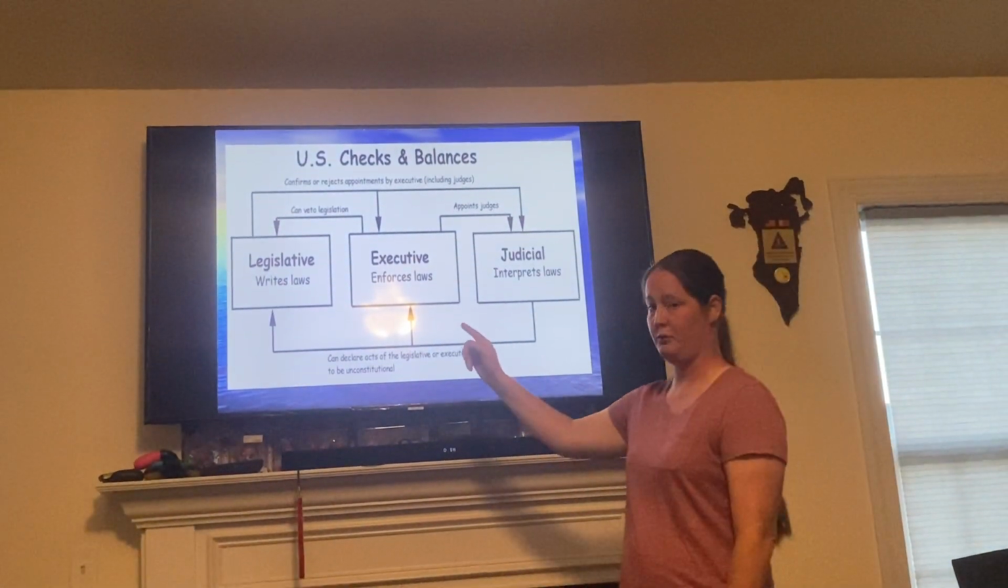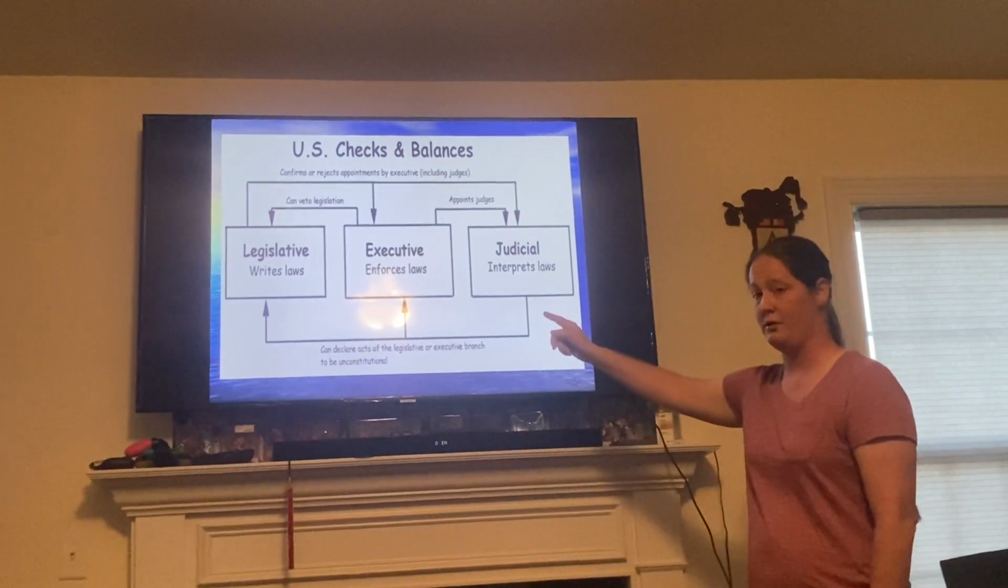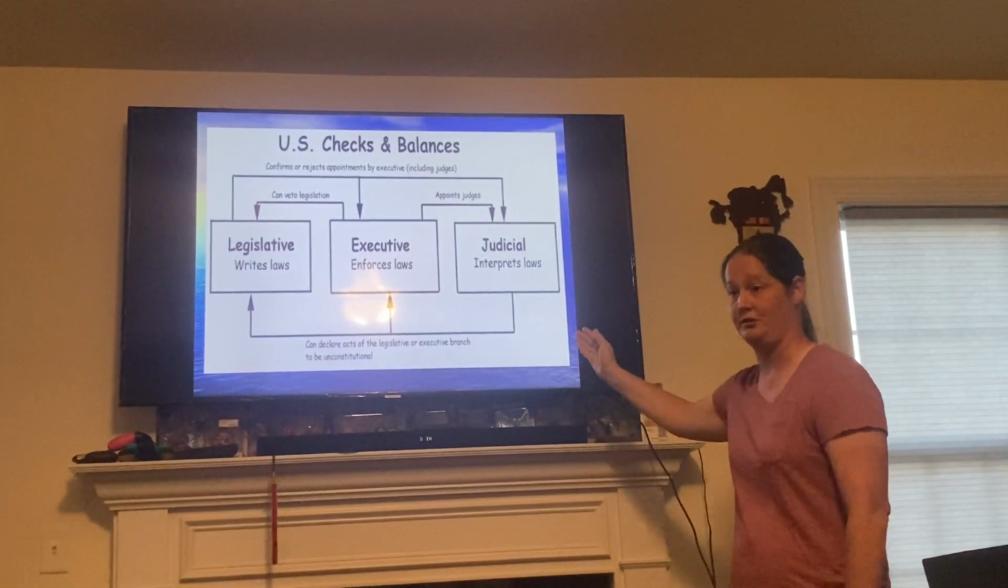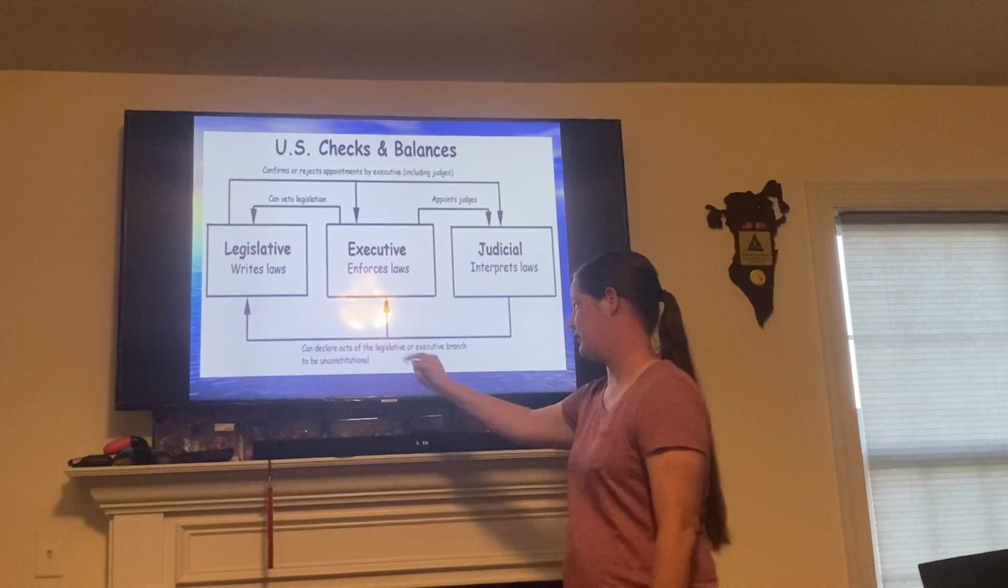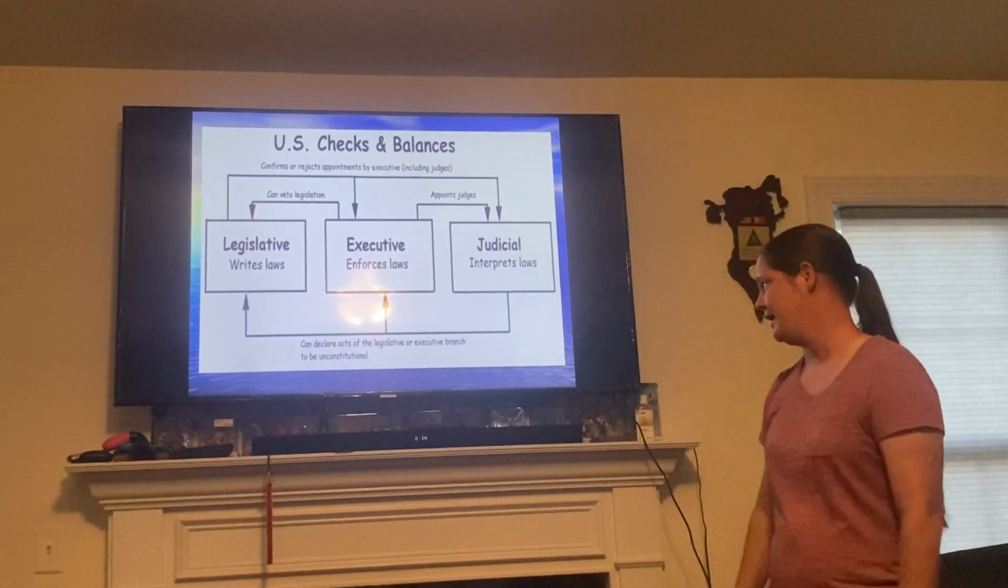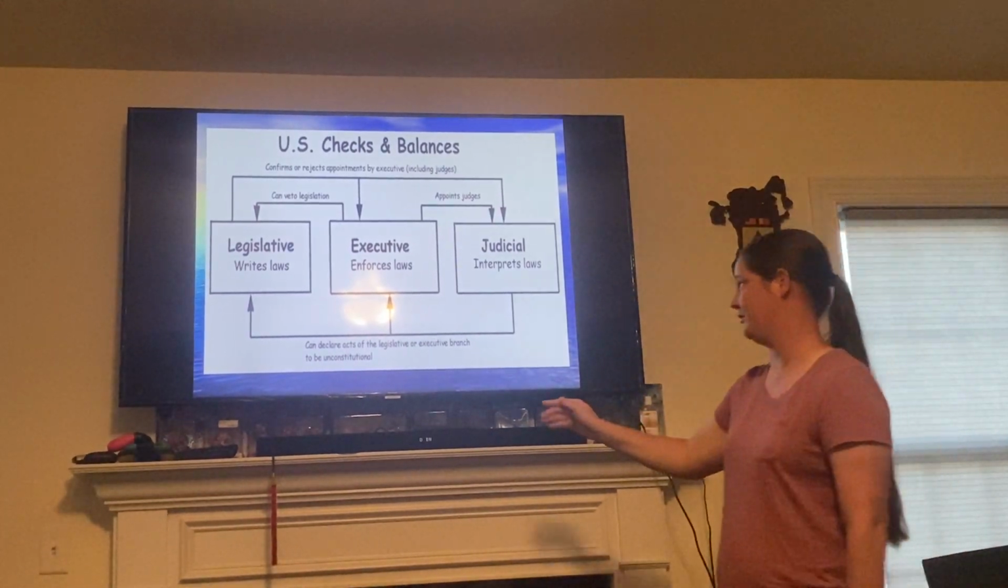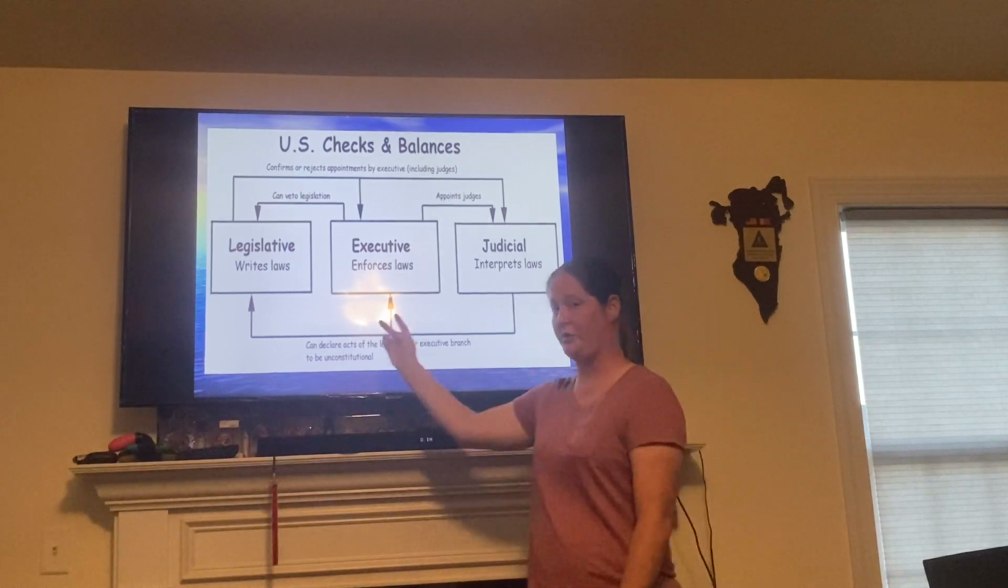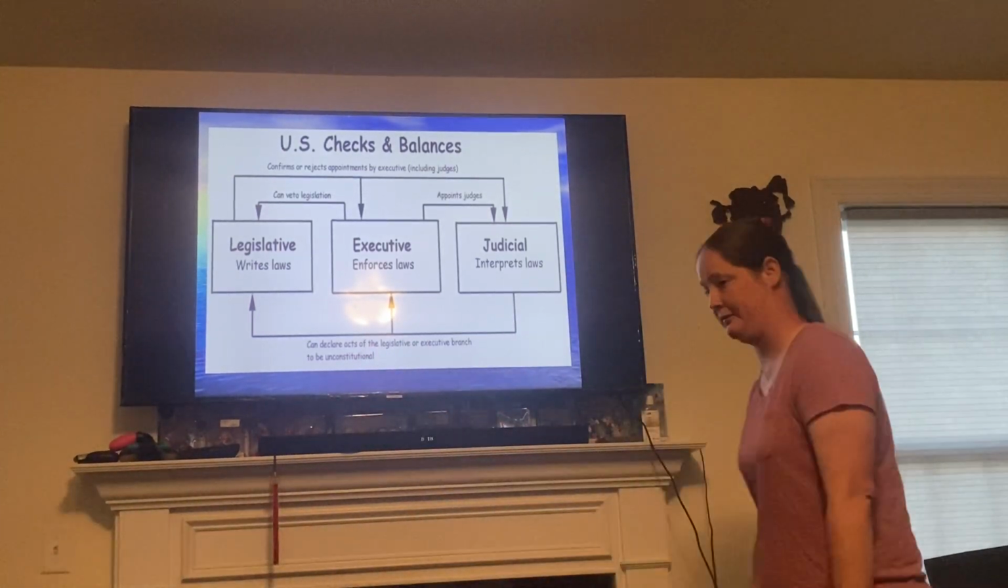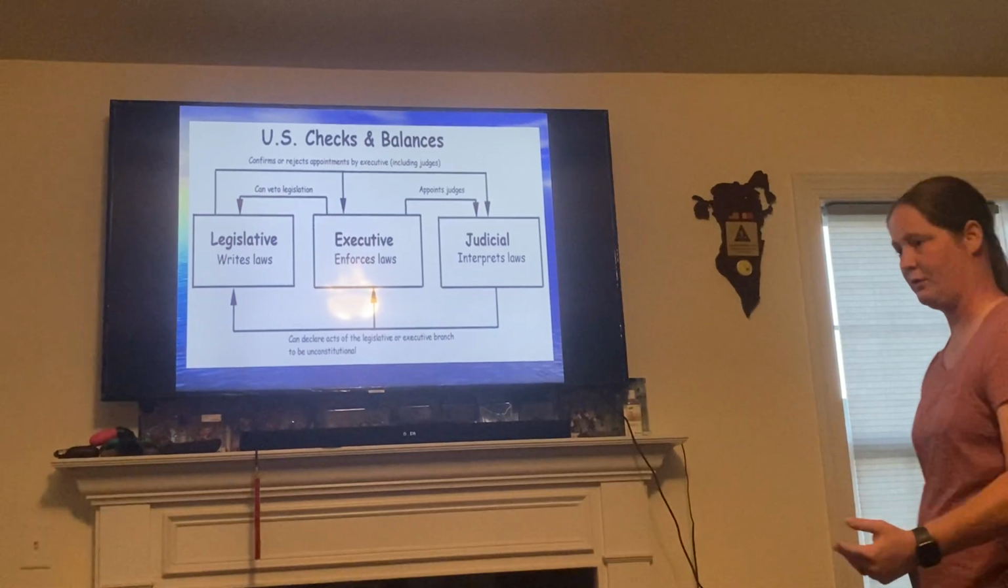Then, the legislative will write your laws, the executive will enforce them, and the judicial will interpret them. So the judicial can declare acts of the legislative or executive branch to be unconstitutional. Judicial does this with both your legislative and your executive. Do we have any questions before we continue?